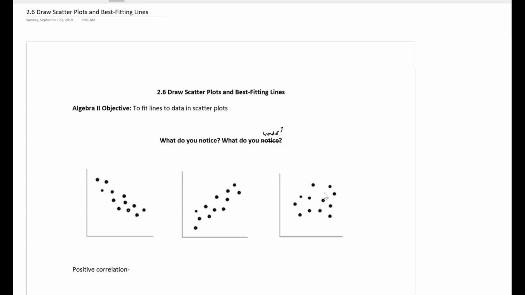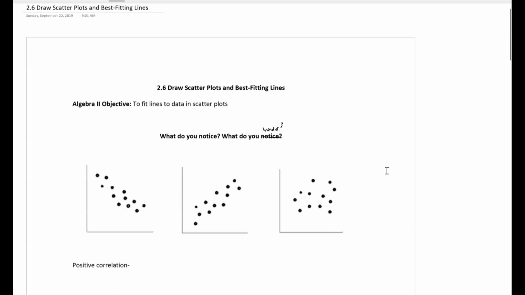Okay, Algebra 2 students, today we're going to draw scatter plots and best fitting lines and talk about those kinds of things. We're going to relate this to our discussion of linear equations, slope, things of that nature. So what I want you to do is maybe pause this video and take like 20 to 30 seconds, and for these three pictures we have here, I want you to just write a couple things. What do you notice? What do you wonder?